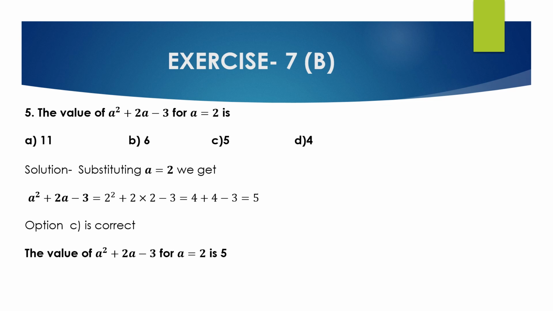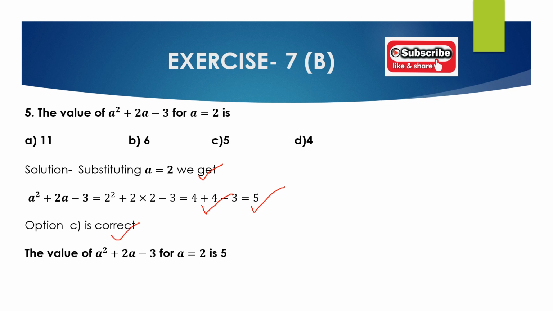Substituting the value of the variable a equal to 2 in the expression a square plus 2a minus 3, we get a square plus 2a minus 3 equal to a square is 2, 2 square plus 2 multiplied with a is 2, 2 multiplied with 2 minus 3. 2 square is 4, 4 plus 4 minus 3, 4 plus 4 is 8, 8 minus 3 is 5. So value of the expression a square plus 2a minus 3 for a equal to 2 is 5. So option C is correct. Value of a square plus 2a minus 3 for a equal to 2 is 5.